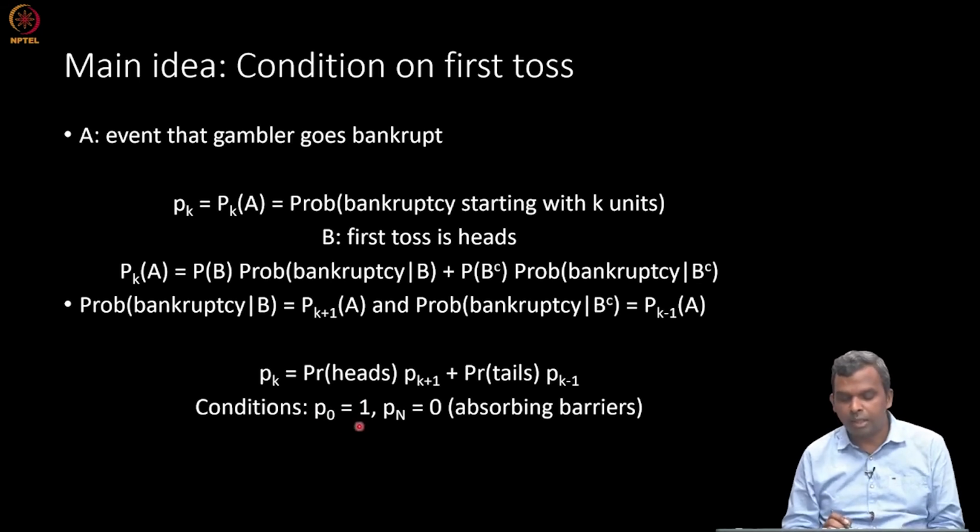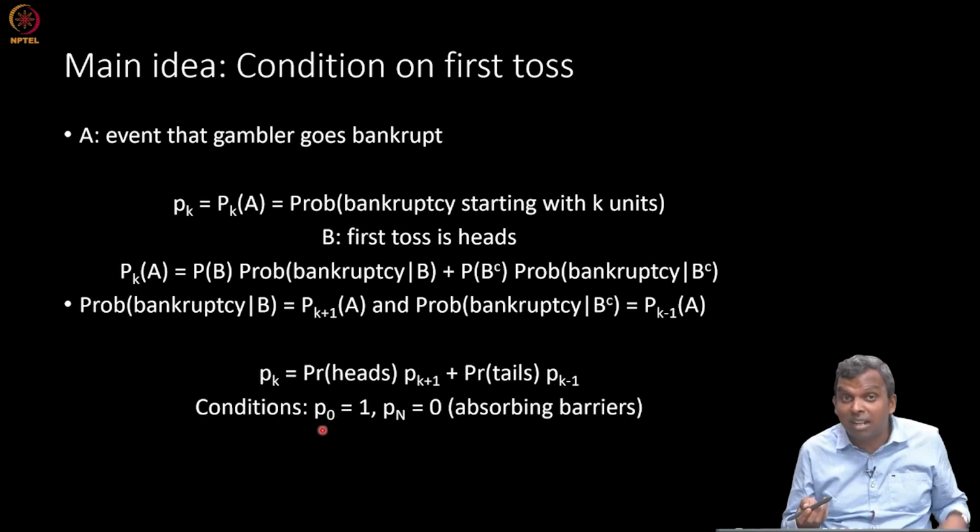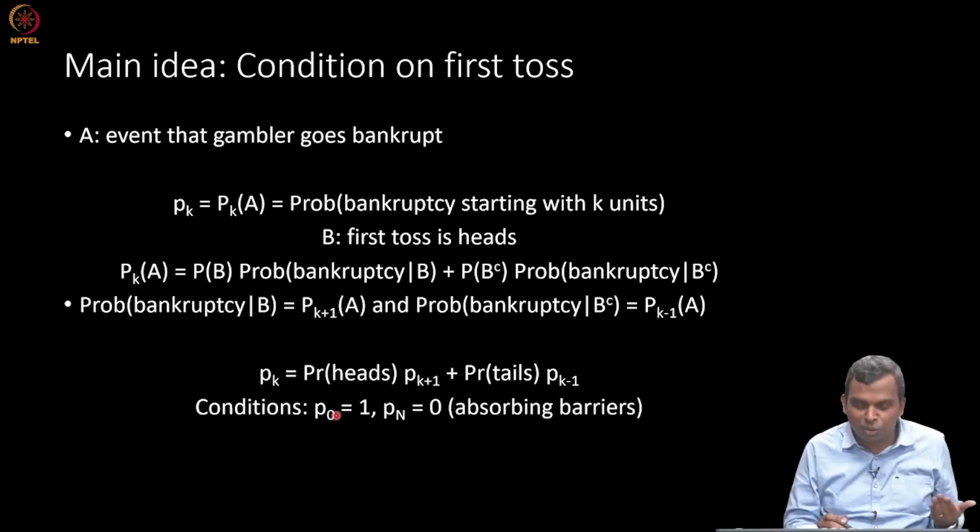P0 is equal to 1. So what is P0? If you think about it, it's the probability of the gambler getting ruined if he has 0 money to start with. There's no money, so he's already ruined. So P0 is 1. And the other interesting condition is Pn.